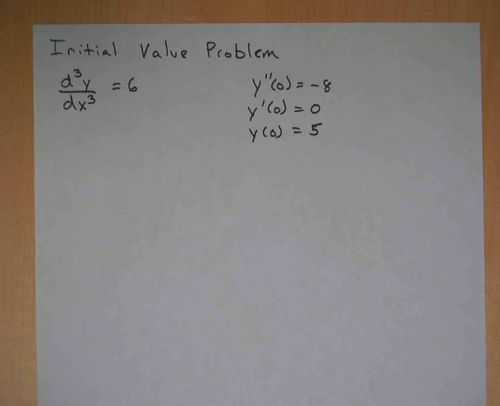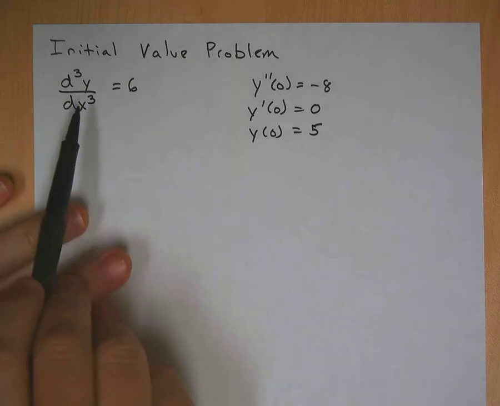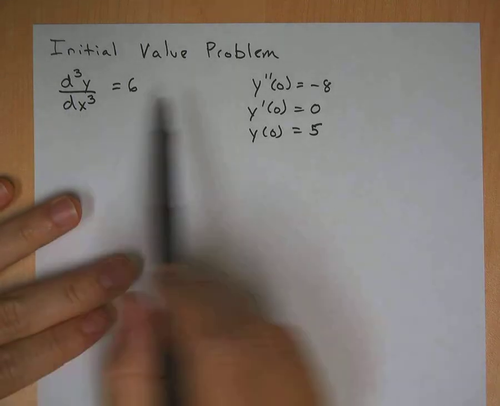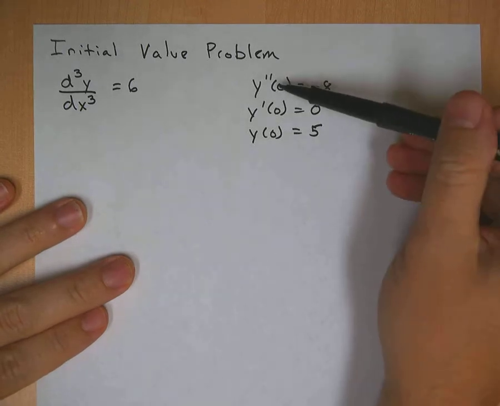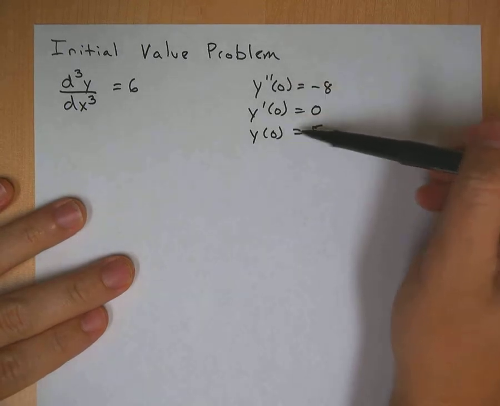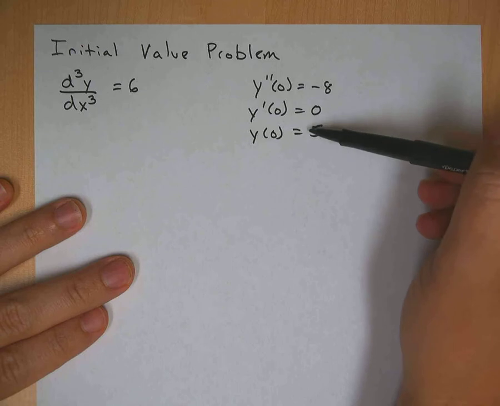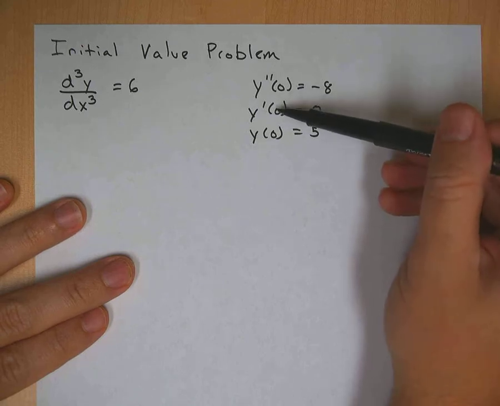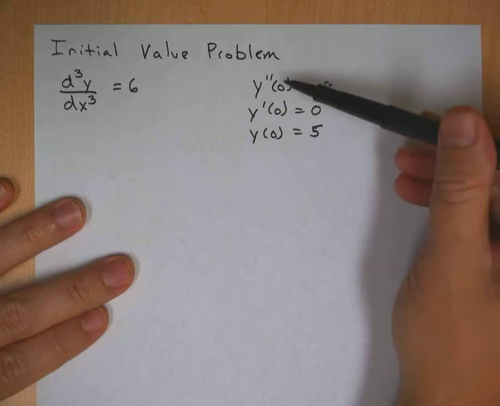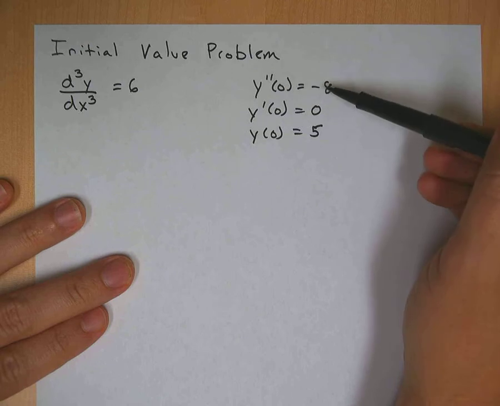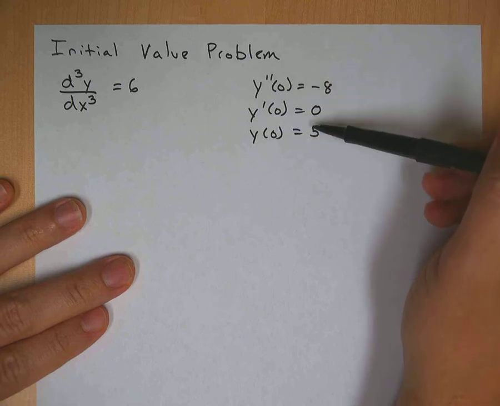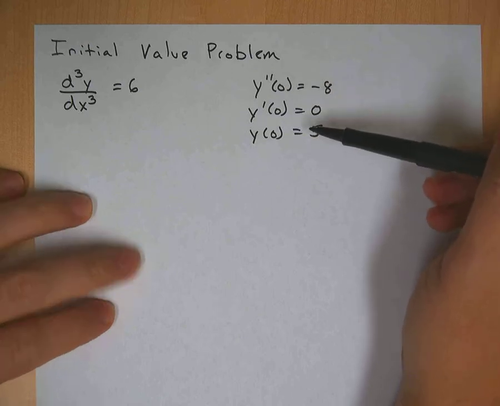Okay, we got an initial value problem, and the information that we start with is that the third derivative is equal to 6. And we also have this information over here, which the first one says if we plug in 0 into the original function, we would get 5. If we plug in 0 into the derivative, we get 0. If we plug in 0 into the second derivative, we get -8. This is going to help us work backwards to figure out what the original function was.